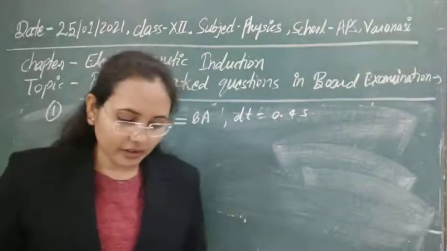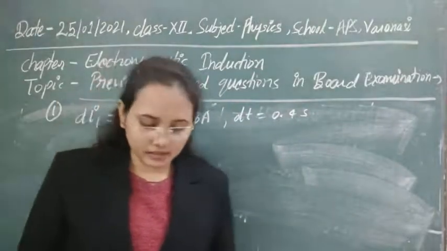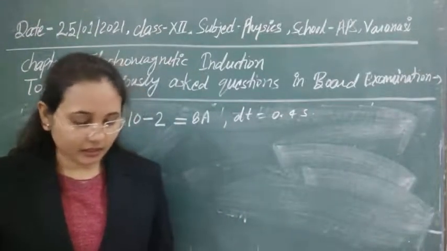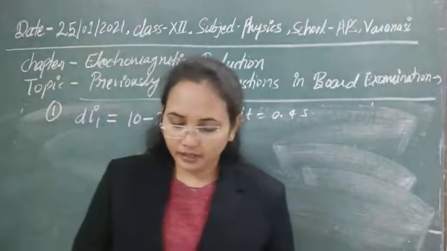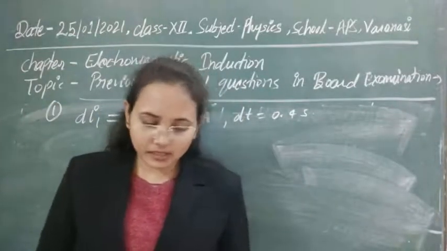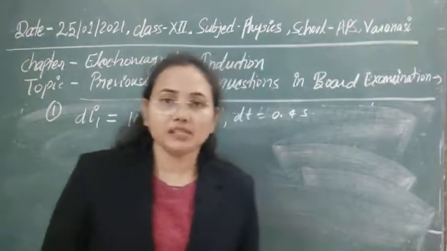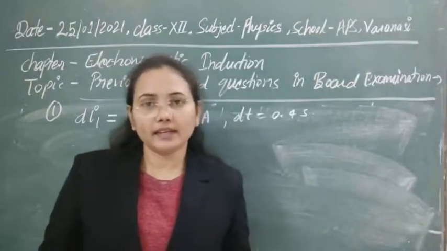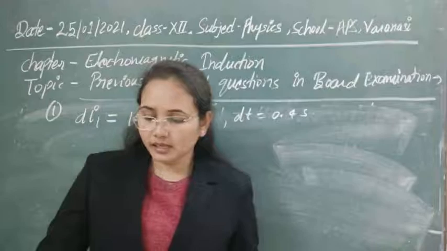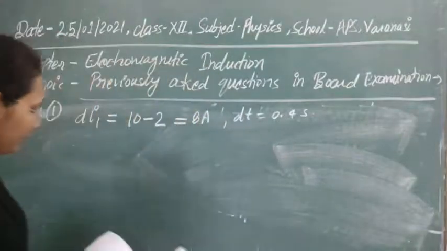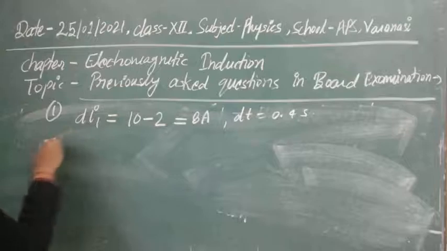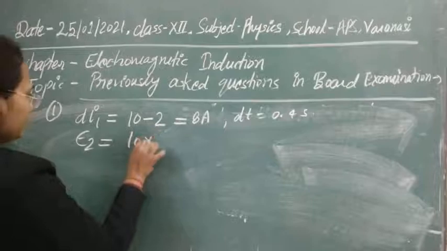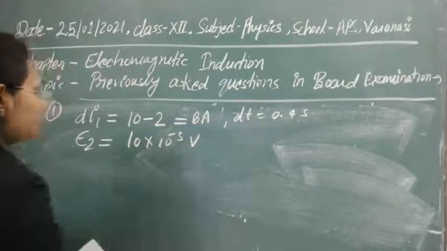Next it is given: find the mutual inductance between the two coils if an EMF of 10 millivolt is induced in the second coil. So due to the change in current in the first coil, an induced EMF is produced in the second coil. Obviously this is the concept of mutual inductance. E2 is given to us, and it is equal to 10 millivolt.